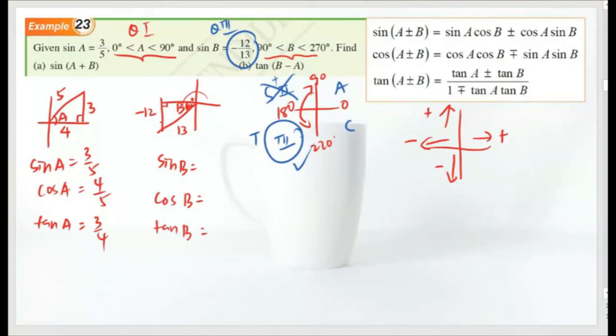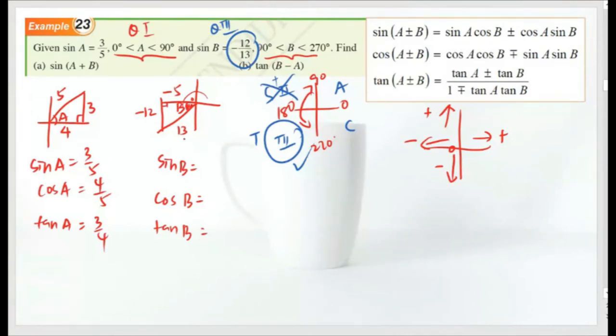Okay, 13, 12, so this one will be 5, by the Pythagorean theorem. But now you have to decide whether it's positive 5 or negative 5. Negative 5, because it is left of the 0. So it's negative 5. Negative 5, 12, 13. Okay?